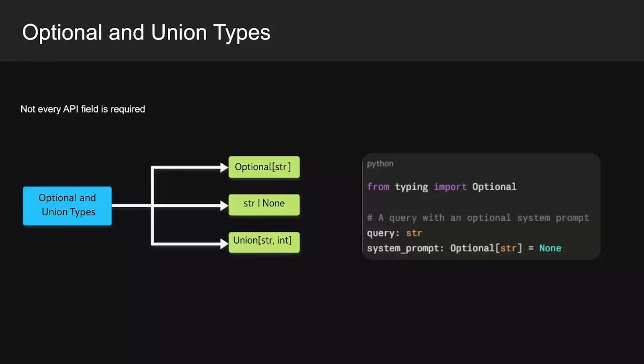Not every field in your API will be required. A user might send a query without a system prompt. A request might omit certain configuration values. For these cases, you use Optional. Optional string means the value is either a string or None. In modern Python 3.10 and above, you can write this as string union None directly. Union goes one step further and lets you accept multiple types for a single field. In practice, Optional is something you will use in almost every Pydantic model you write in this course.